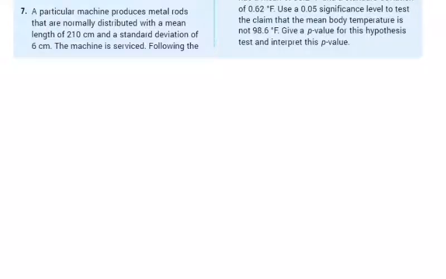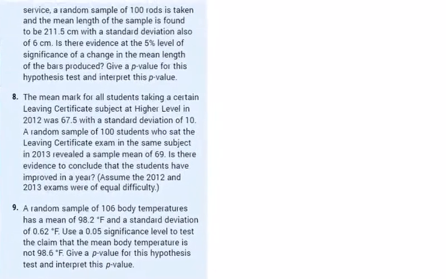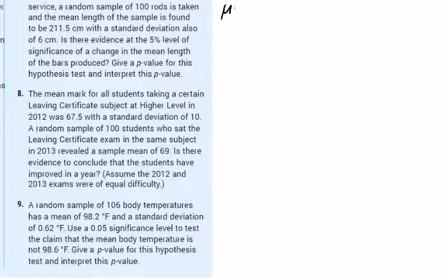Question 7. A particular machine produces metal rods, normally distributed, with a mean of 210 and standard deviation 6. We're told that a sample of 100 are taken, and the mean of the sample is found to be 211.5. So we're going to be testing 211.5, the mean of this sample, against the mean of the population, 210.